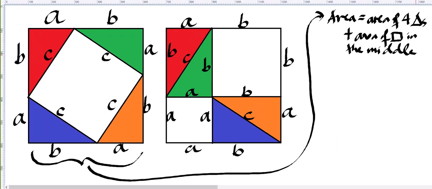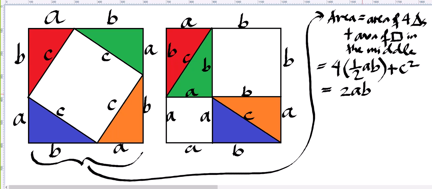The area of each triangle is equal to 1/2 AB, and the area of the small tilted square in the middle is C squared. Since the area of the big square is equal to the total area of the 4 congruent right triangles plus the area of the square in the middle with side C, it follows that the area of the big square equals 4 times 1/2 AB plus C squared. Since 4 times 1/2 is 2, this can be further simplified to 2AB plus C squared.